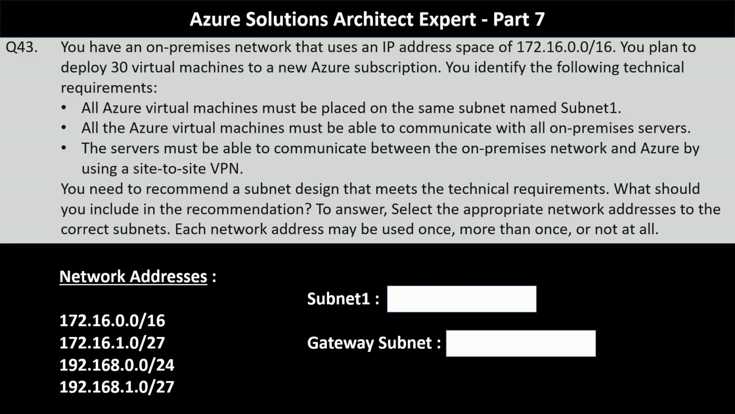You have an on-premise network that uses an IP address space of 172.16.0.0 with a prefix of 16. You plan to deploy 30 virtual machines to a new Azure subscription. You identify the following technical requirements. All Azure virtual machines must be placed on the same subnet named subnet 1. All the Azure virtual machines must be able to communicate with all on-premise servers. The servers must be able to communicate between the on-premise network and Azure by using a site-to-site VPN.